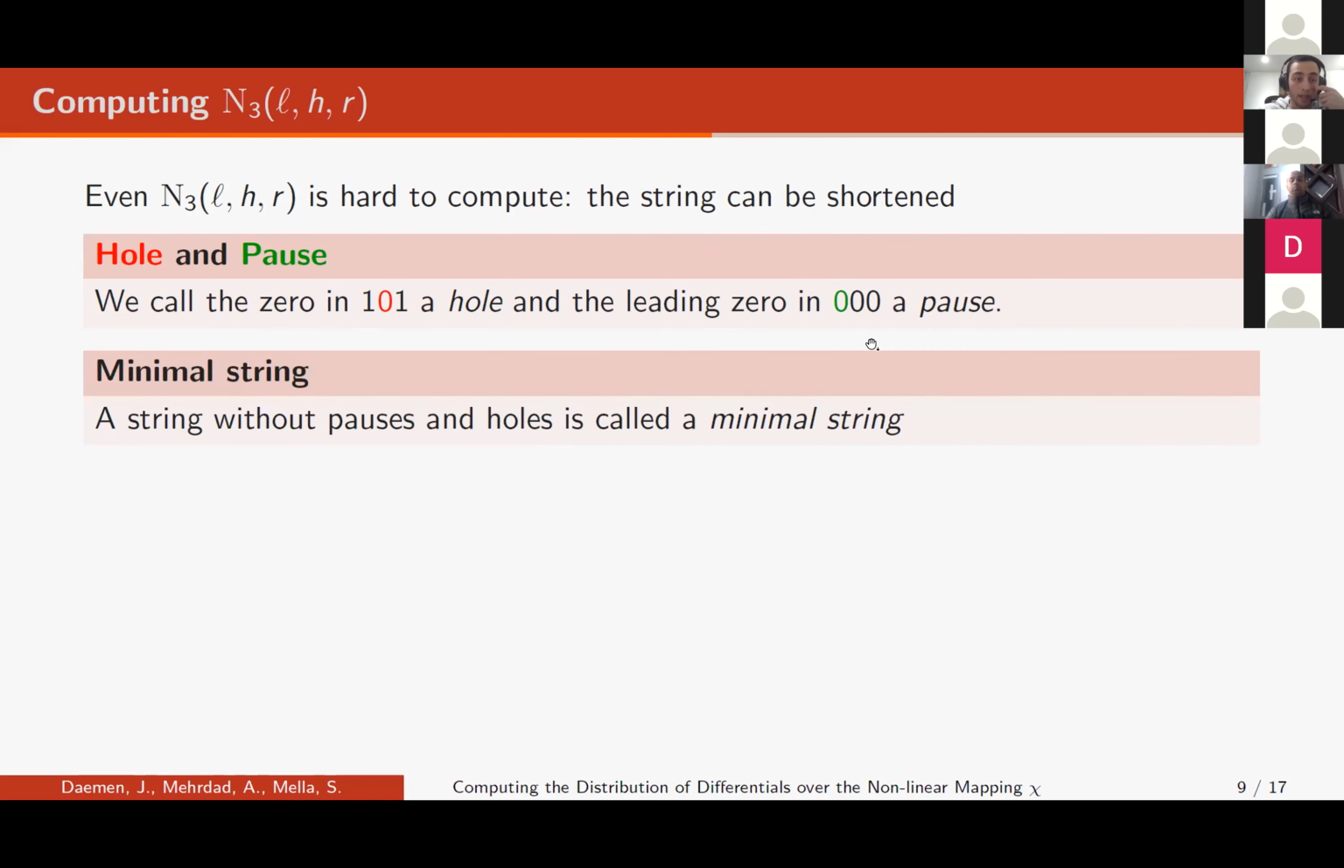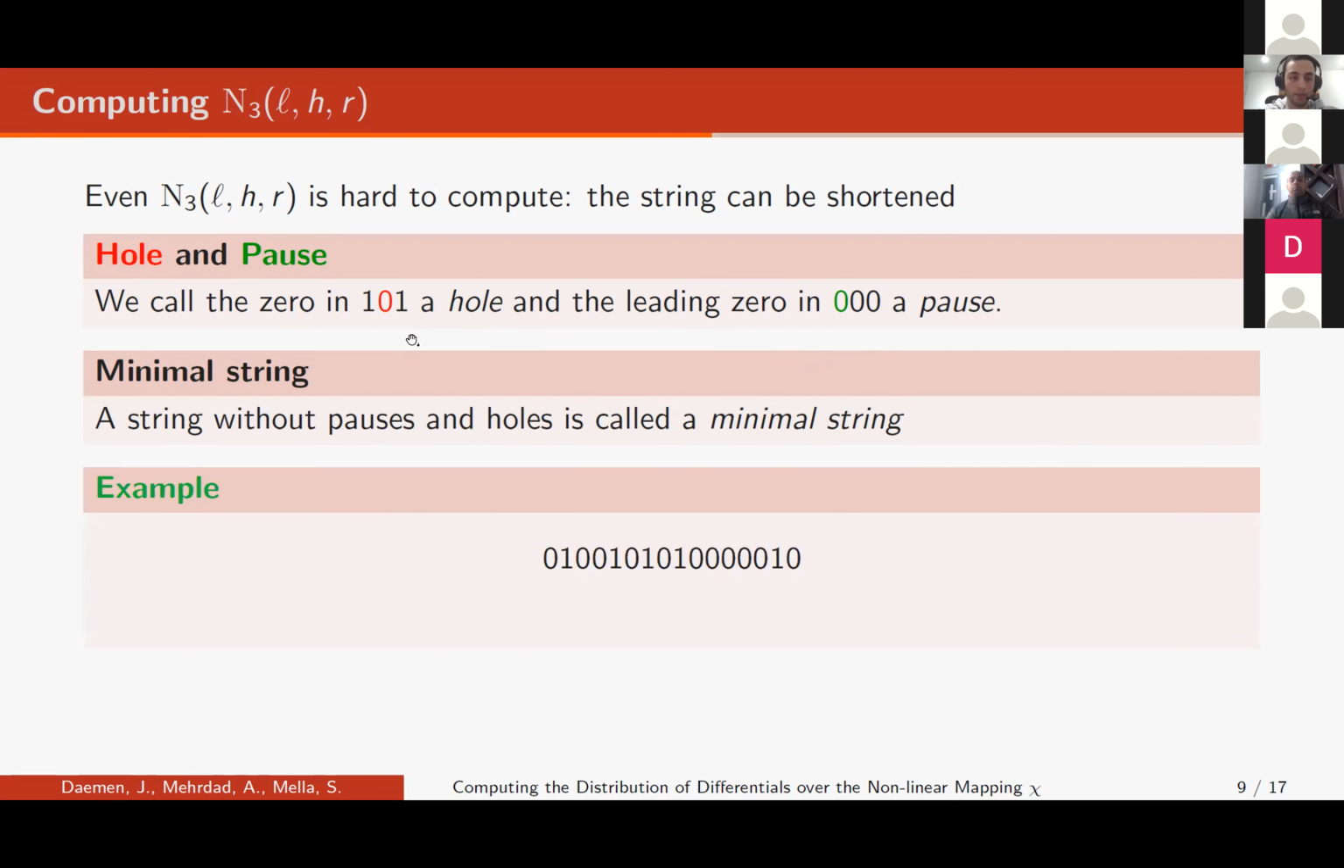So let's go on. We call a string without holes and pauses a minimal string. As an example, let's say we have this string and we want to generate a minimal string from this general, original string. The first hole is this one, between 2, 1, so we can just remove it. The second one is this one. We just remove it. And we don't have any other holes.